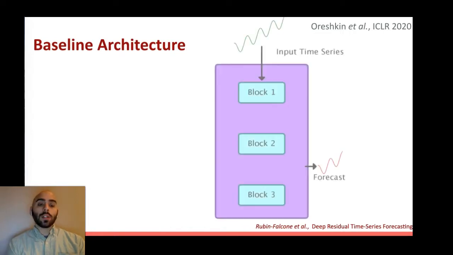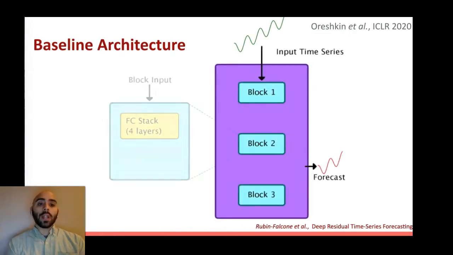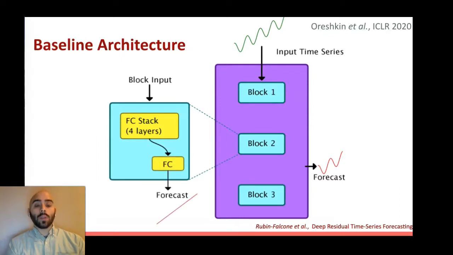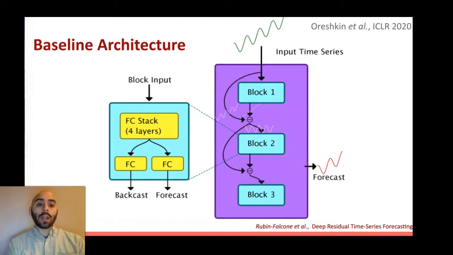The network consists of multiple stacked blocks, each containing a stack of fully connected neural networks. Each block outputs a forecast, which predicts the next time points, and a backcast, which is a reconstruction of the block's input. The reconstruction is subtracted from the block's input. This residual gets input to the next block. Each block's forecast is summed for the final output. In this way, the model learns to reconstruct its input and predict future values incrementally.